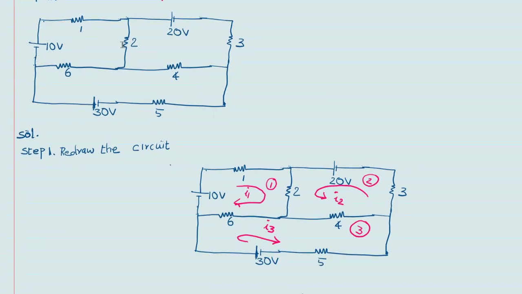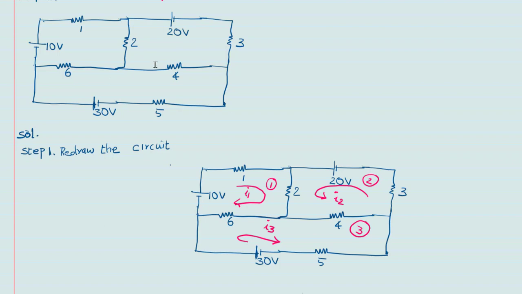Look at this. This is 10 volts connected in series with 1 ohm, and this is another 2 ohms, this is 6 ohms, this is 20 volts, and this is 3 ohms and 4 ohms, and this is 5 ohms, and this is 30 volts. So we want the current flowing in this 2 ohm resistor.